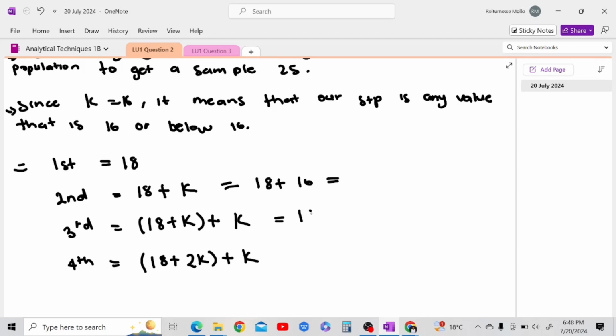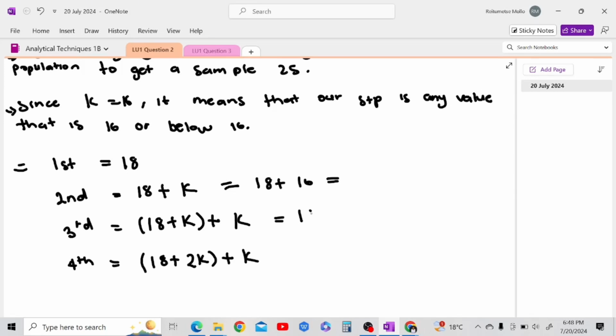Then when we come here now, let me use a different pen. You can also say 18 plus 2K, and it's going to still be the same thing. 18 plus 2 times 16 is still going to give you 50. It's still going to give you this, right?